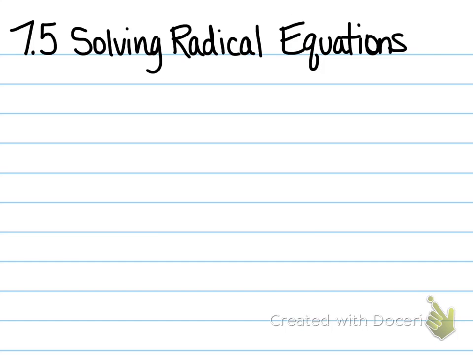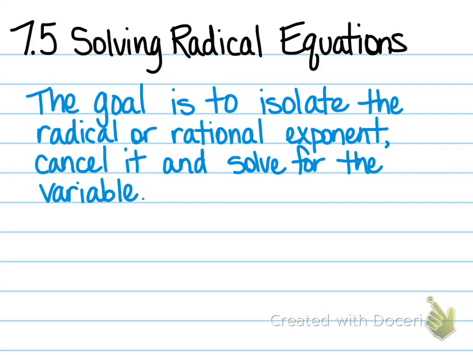This is section 7.5 on solving radical equations. The goal of solving a radical equation is to isolate the radical or the rational exponent. We want to get whatever has a radical on it, or whatever is raised to a certain power, by itself, using the same rules you would use to solve any equation, using the opposite operations. Once you have isolated that radical or rational exponent, you cancel it out by doing the opposite and then continue to solve for the variable.